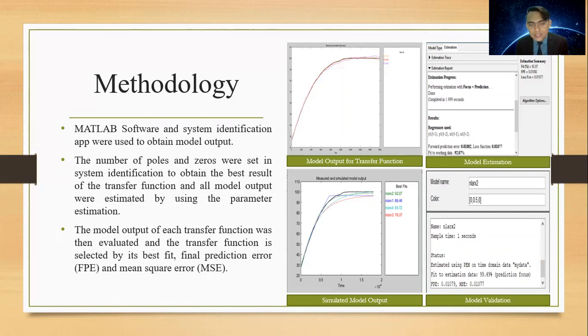So as you can see on the right side, there are 4 pictures showing the system identification app. The first picture is the model output for the transfer function. The second picture is model estimation. Then the third picture is the simulated model output, and the last one is model validation.